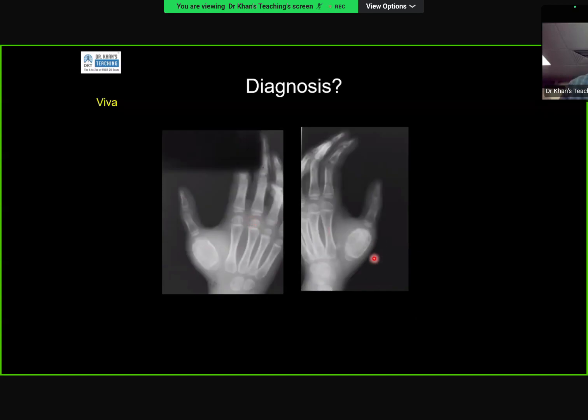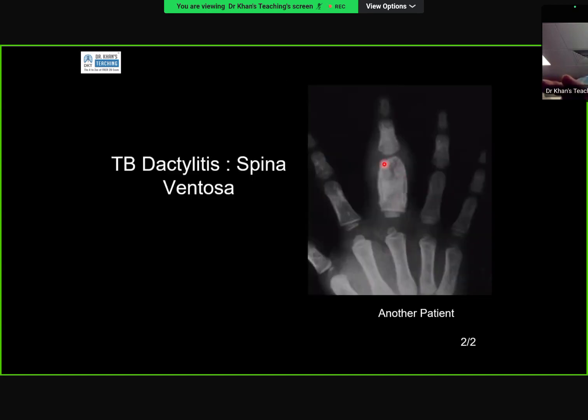Now, so basically, what is happening? This is a particular type of TB in which there is expansion of the medullary cavity. Remember this word, expansion of the medullary cavity. It is a balloon. It becomes inflated like a balloon. It can be the phalanx, the metacarpal, or the metatarsals also. And second thing is that there is expansion. So this is another example. This is another example of this spina ventosa.